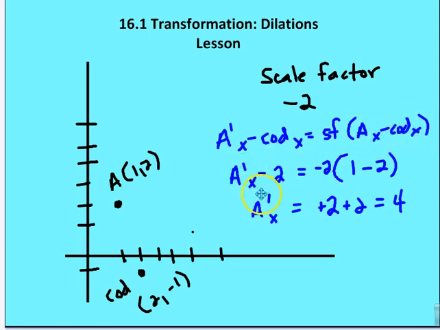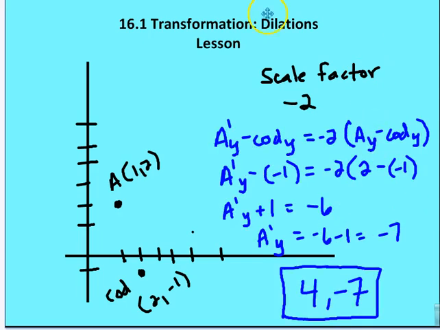So we don't know what A prime is. So A prime x minus 2, we know that center of dilation for x is 2 here, is equal to -2, the scale factor, times A sub x, which we know is 1, minus center of dilation for x, which is 2. And we can see that A prime x is going to end up being 4 if we work on this algebraically.